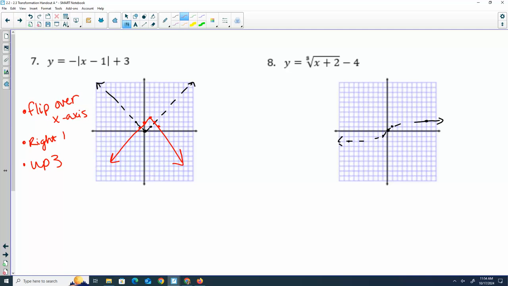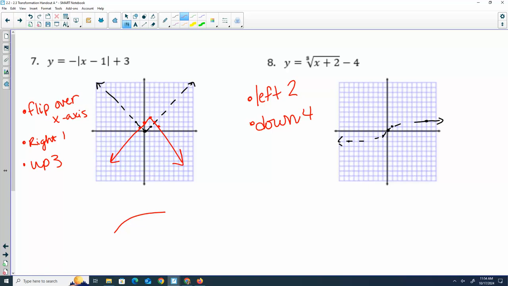Okay, number 8. I saw several of you had square root graphs. So remember, the square root is just this little piece. The cube root is like the sideways chair. What's the +2 do? And the -4?